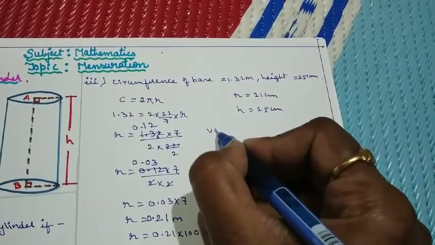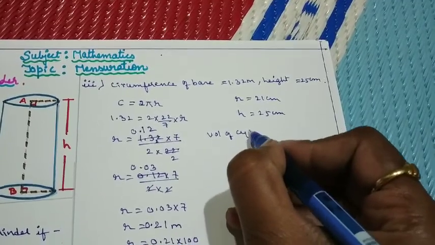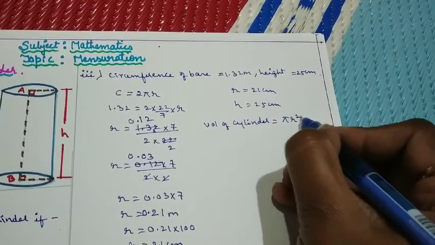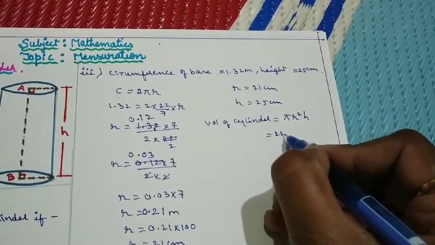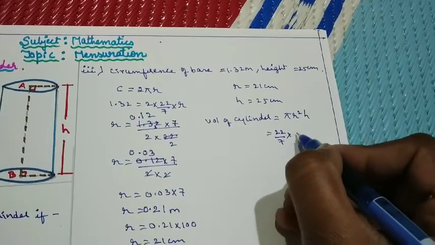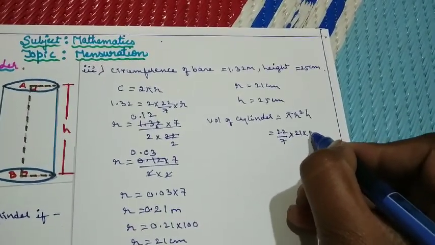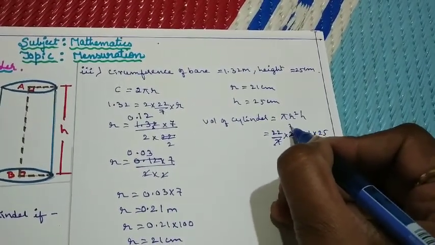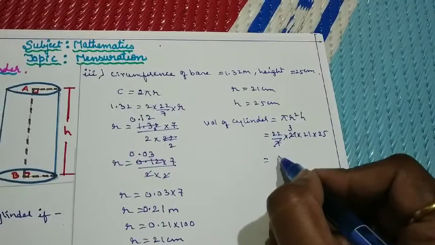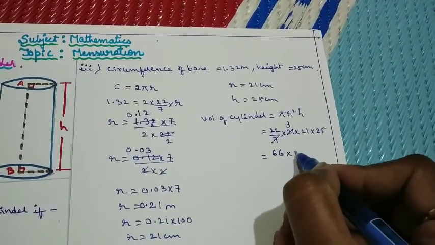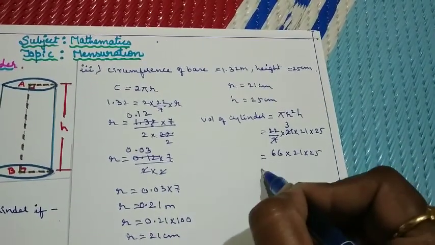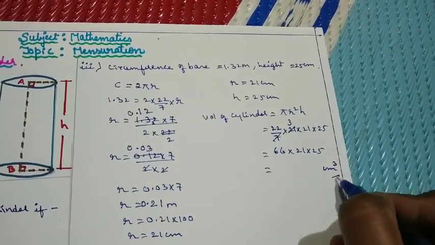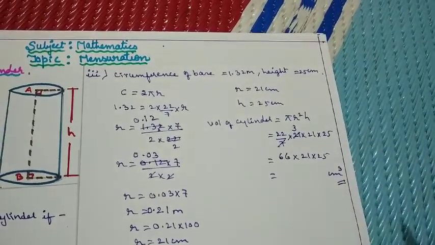So volume of cylinder equal to pi r square h. Pi value we can take as 22 by 7, into radius we got 21, so 21 into 21, and height is 25. 7 on the 7, 7 3s are 21. Then 22 into 3 is 66, into 21 into 25. So multiplying all this, let us see what we get. And the unit becomes centimeter cube because we are finding the volume.